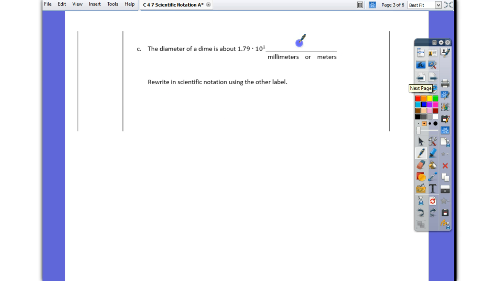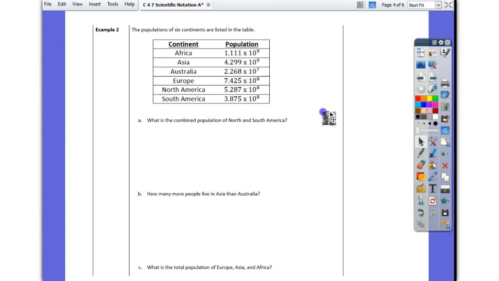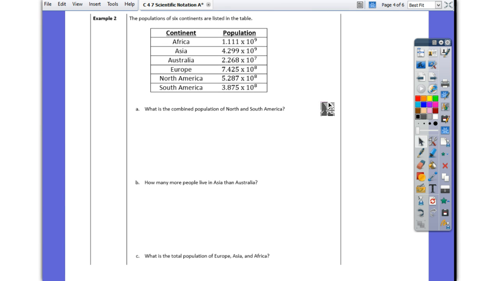Let's skip this one. Let's move on to this one. Example number 2: the populations of 6 continents are listed in this table. We have Africa, Asia, Australia, Europe, North America, and South America. We want to answer these 3 questions based on that table of information. Letter A, what is the combined population of North and South America?